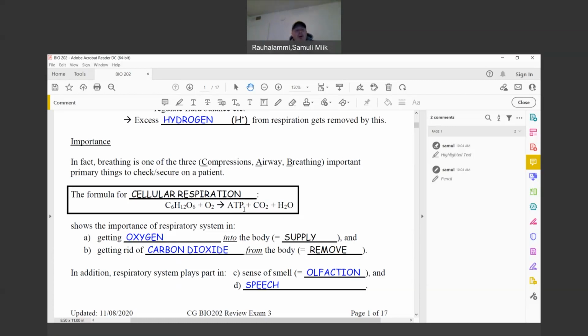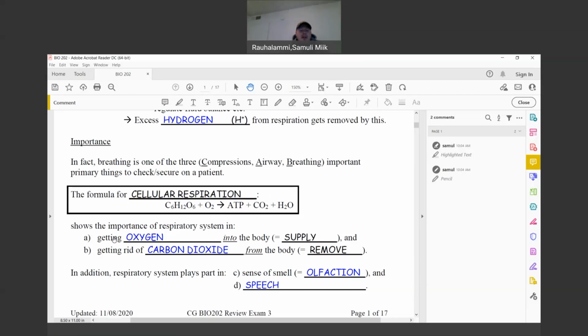For our body and the cells in our body to be able to do this cellular respiration, two things need to happen from the point of view of the respiratory system. We need to get oxygen to these cells that are doing cellular respiration. That's where the oxygen intake comes in. And as a byproduct of cellular respiration, we're going to produce carbon dioxide, so we need to get rid of that somehow. Again, that's where the respiratory system plays a big role.